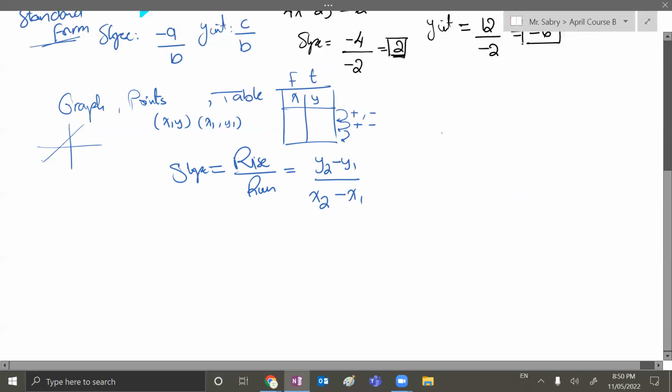Again, let's see an example for that one. Let's say it's saying a line passes through the points (2, 3) and (3, y). This line has a slope of -2. What is the value of y?